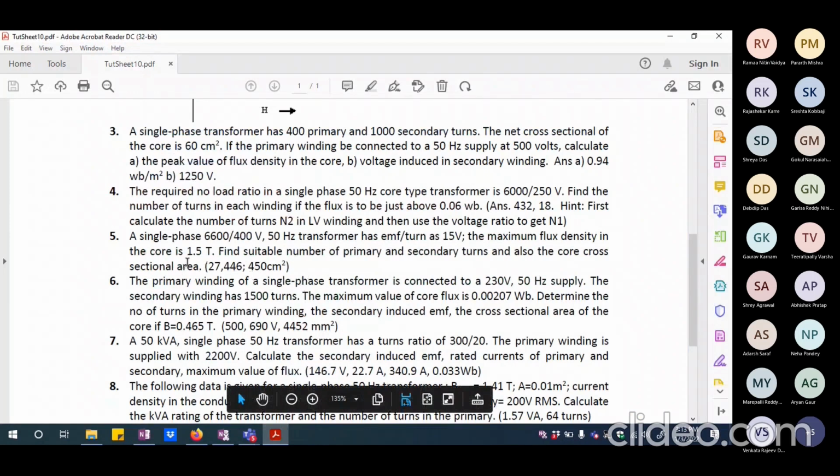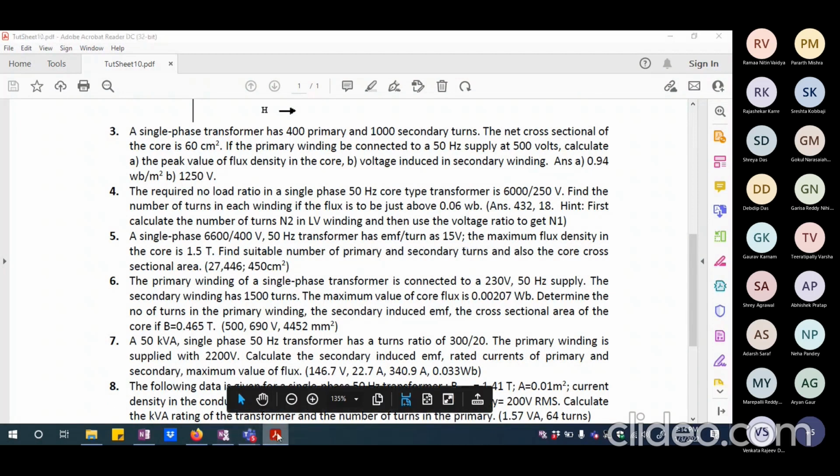The next problem, a single phase 6600 by 400 volts 50 hertz transformer has EMF per turn as 15 volts. So E equal to 4.44 F phi max is EMF per turn. When you multiply that by N1, you get primary voltage. When you multiply that by N2, you get the secondary voltage. So EMF per turn is given as 15 volts. The maximum flux density in the core is 1.5 Tesla. Find suitable number of primary and secondary turns and also the core cross-sectional area.